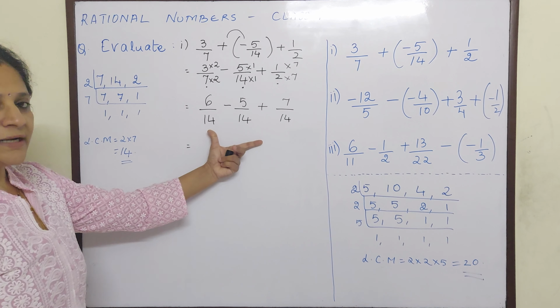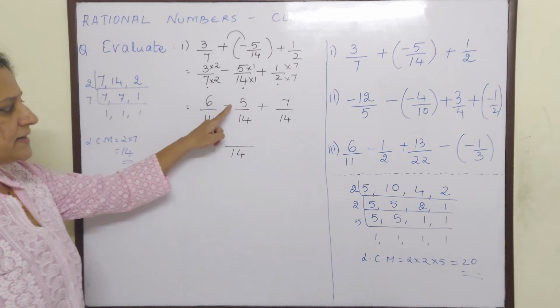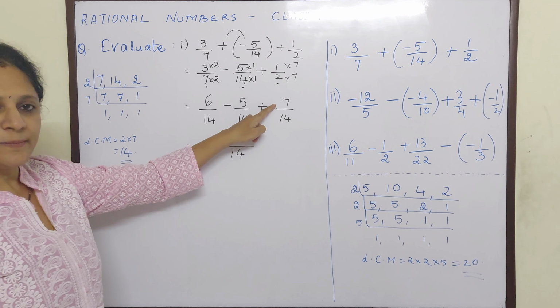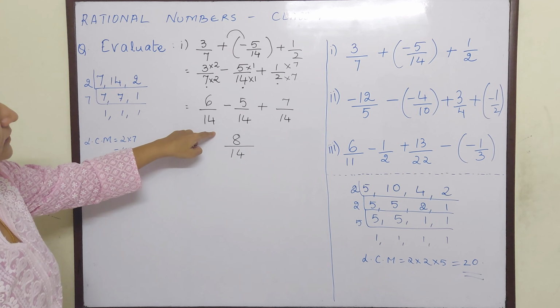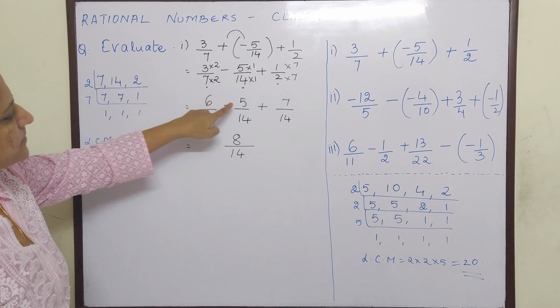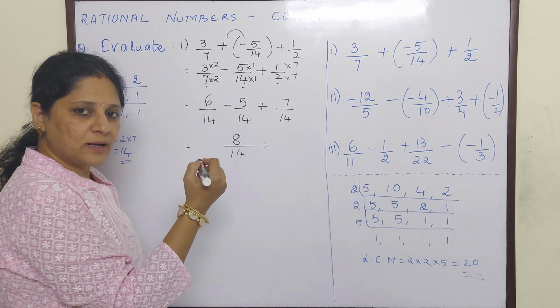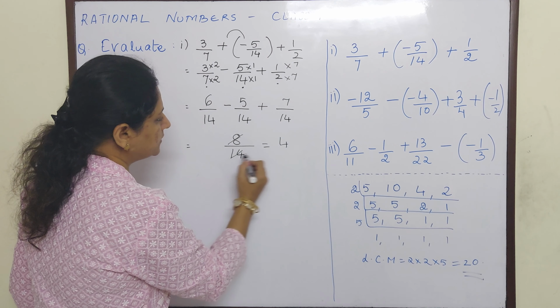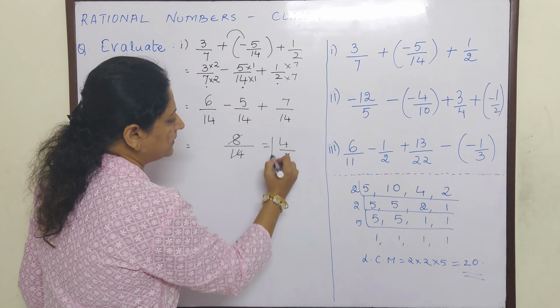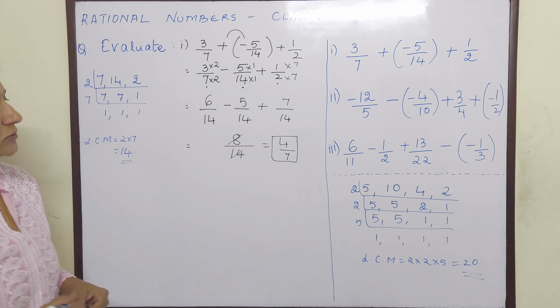Now the denominators are equal, so I will write 14 as the denominator. 6 minus 5 is 1, 1 plus 7 is 8. So we have got 8 by 14. Now they are both multiples of 2. 2 fours are 8, 2 sevens are 14, so 4 by 7 is your final answer. Let us go to the next sum.